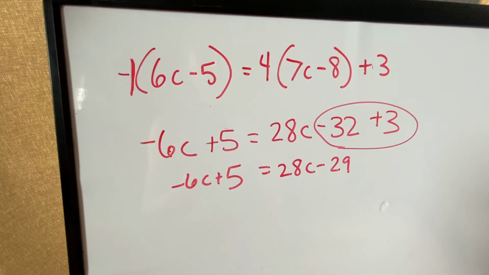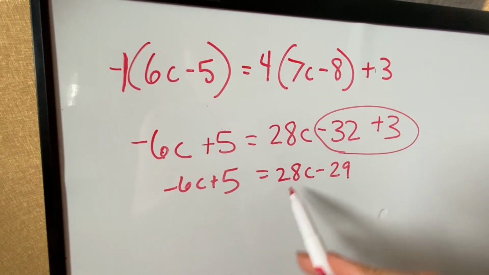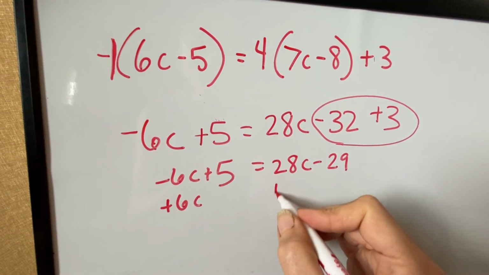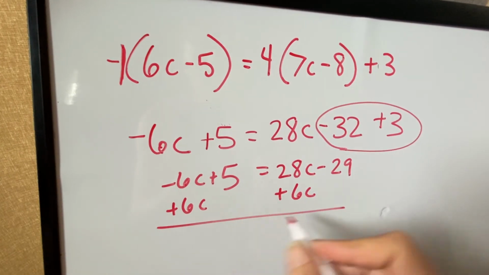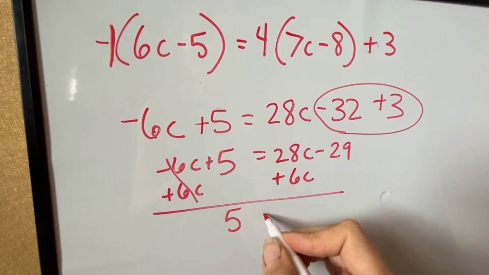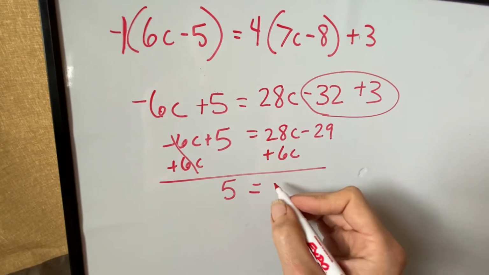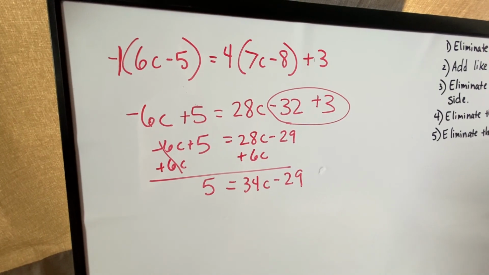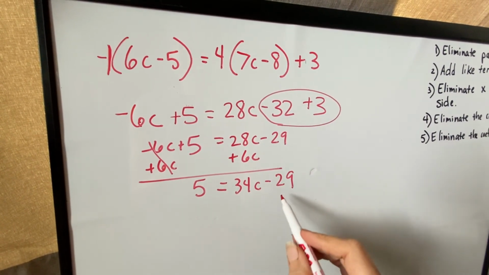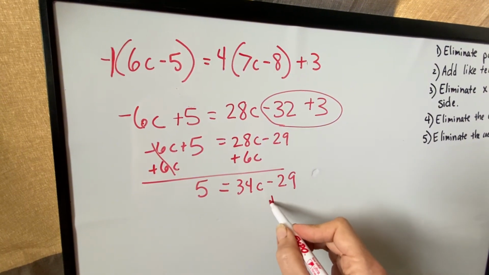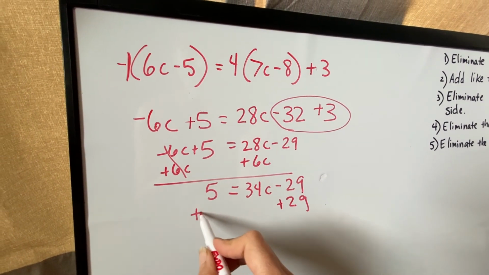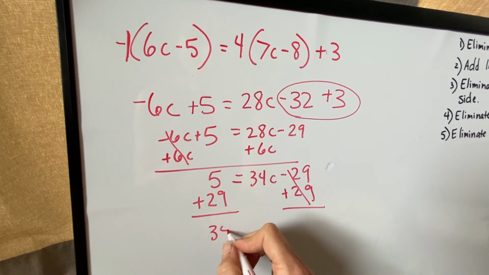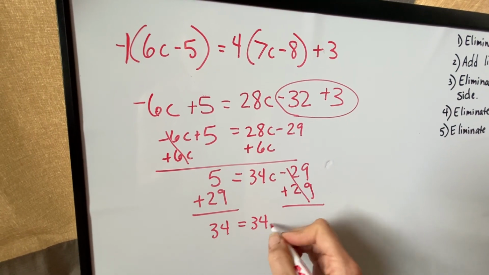Now it says to get the x on one side. Well, I'm going to move it over here because I like positive coefficients. Okay, so we have 5 left. And this becomes 34c minus 29. Okay. Now it says to eliminate the constant. That means we need to move it over here away from our c. Okay, this becomes 34 equals 34c.